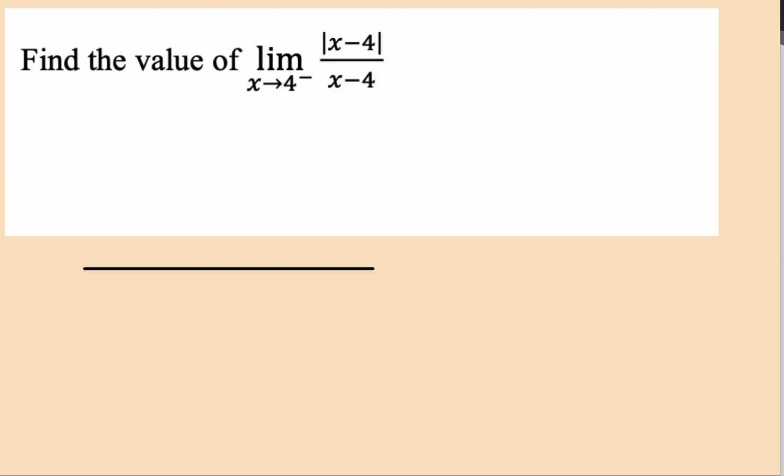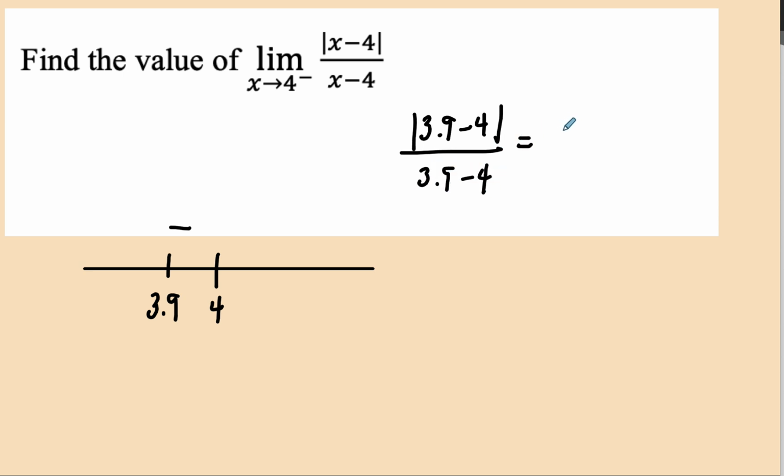Let's take a look at finding this value. Sometimes we have to do substitution to help us. So this is 4, and we're going to go from the left side right here. I'm going to choose a number like 3.9. So I'm going to figure out 3.9 minus 4 over the absolute value of 3.9 minus 4. I can see that this is going to be negative 0.1, and this is going to be the absolute value of negative 0.1. So the answer will be negative 1, because this will be a positive and this will be a negative, so you're negative.